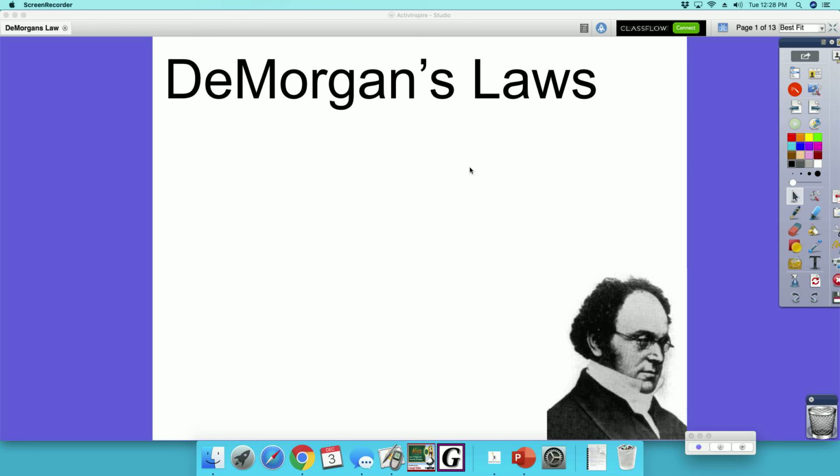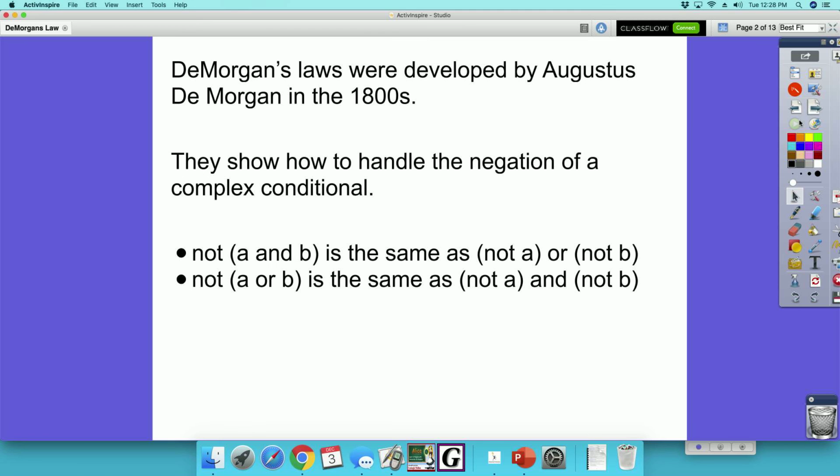We're going to learn about DeMorgan's laws. DeMorgan's laws were developed by Augustus DeMorgan in the 1800s. They show how to handle the negation of a complex conditional. Like not (A and B) is the same thing as not A or not B. Not (A or B) is the same thing as not A and not B.